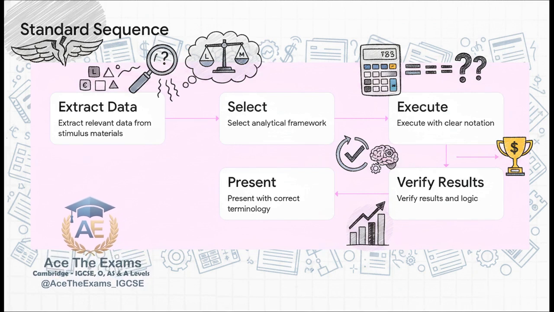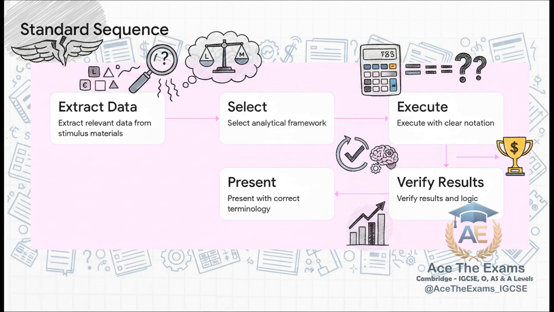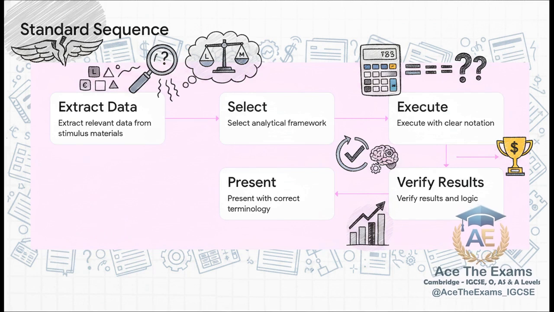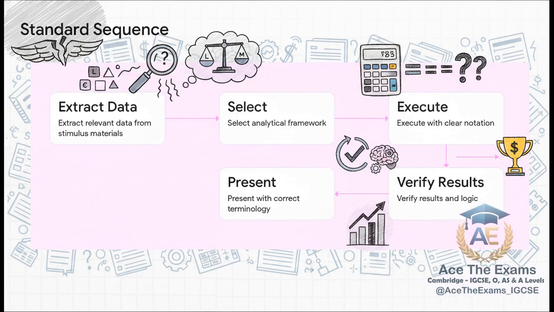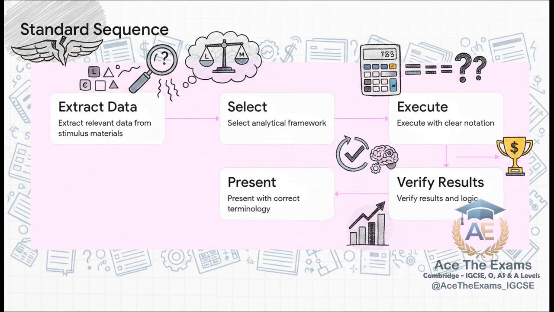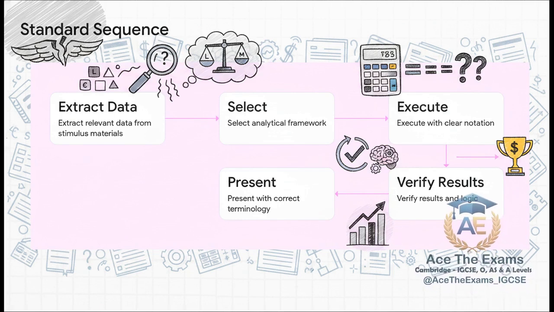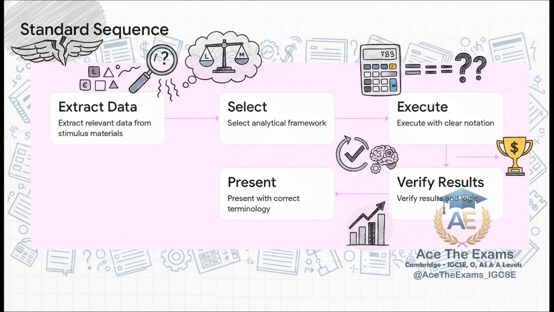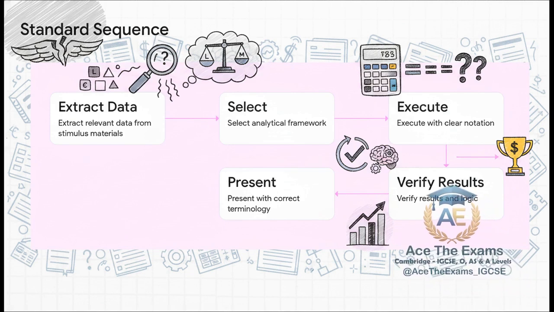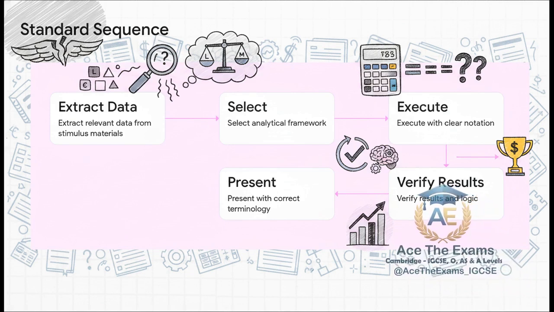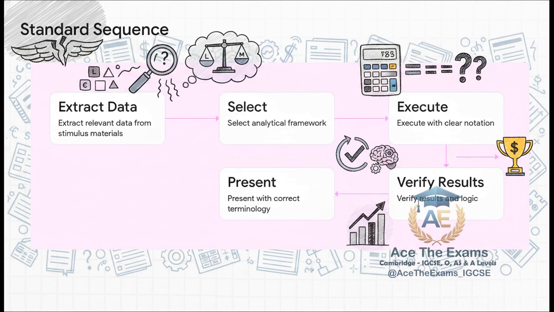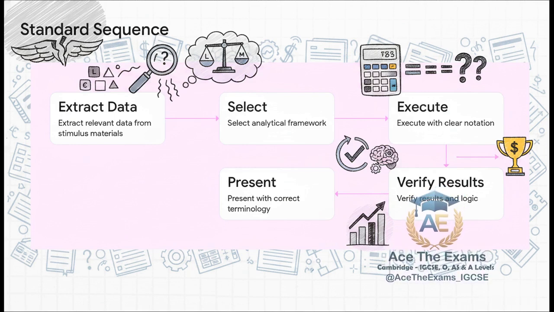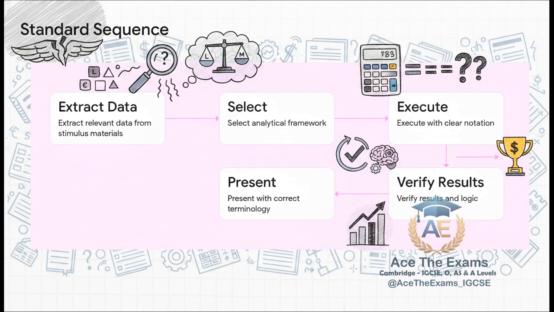You need to follow the sequence. First, extract the data. Isolate the estimated and actual figures from that dense text block. Second, select your analytical framework. Are you using labor hours or machine hours? Third, execute your calculations, showing every single step with clear notation. Fourth, verify your results. Do a quick gut check. Does this number logically make sense? And finally, present the information clearly. Treat each of these steps as non-negotiable system parameters.